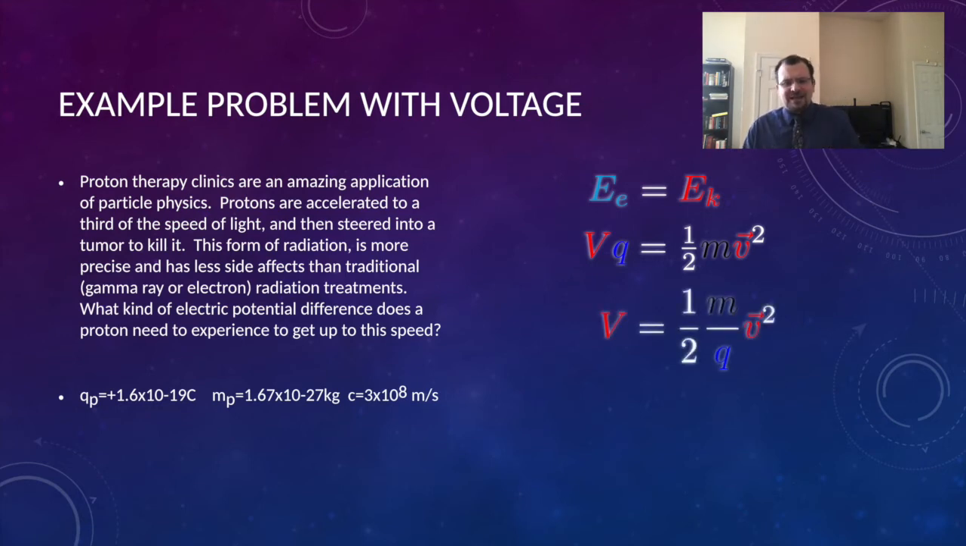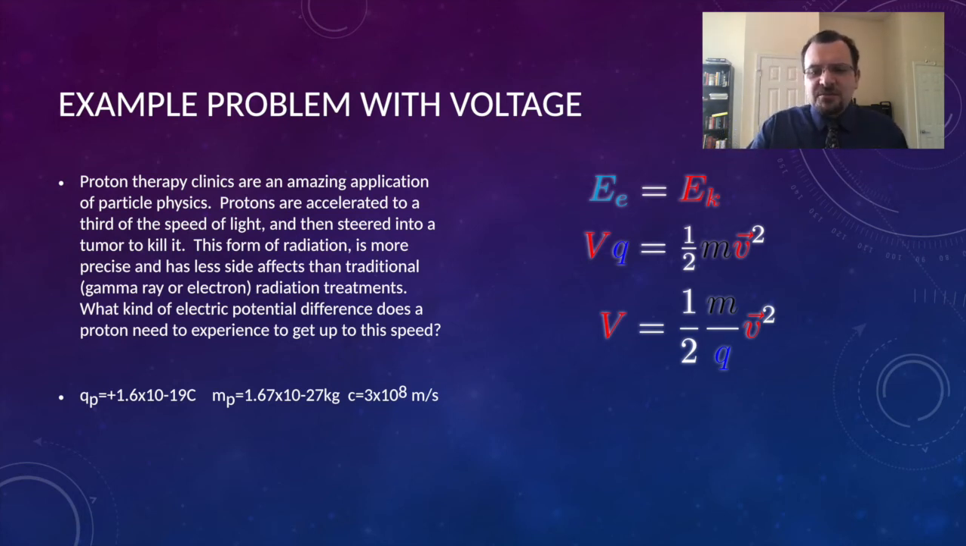And you notice the way that I ended up grouping these variables over here is 1/2 times the mass of the proton over the charge of the proton. So I've expressed this in terms of its mass-charge ratio, which is something that you do a lot in these sorts of problems, because it's that ratio between mass and charge that matters. And that's where we're going to be getting this necessary change in potential from.